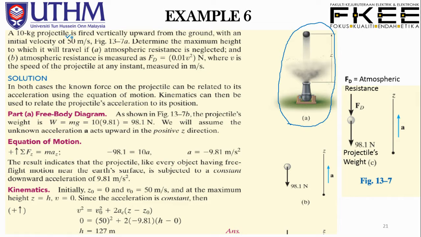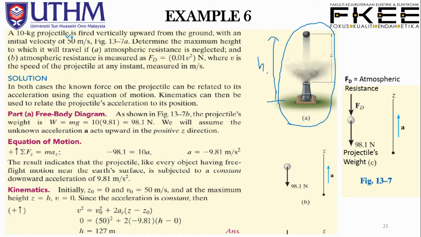The projectile is coming upward from the surface of the ground, with an initial speed of 50 meters per second. So determine the maximum height. This is the maximum height, for example.